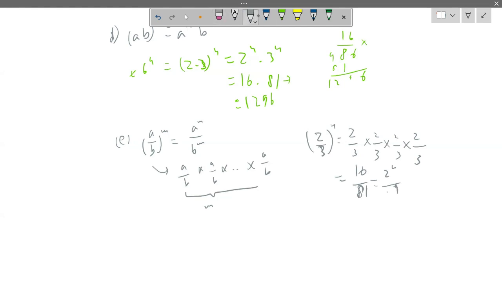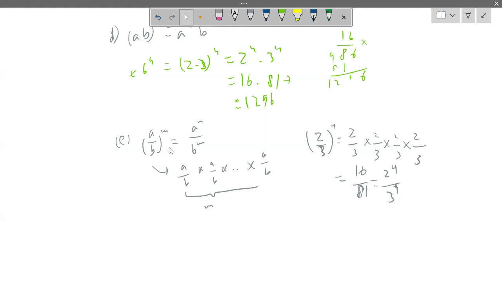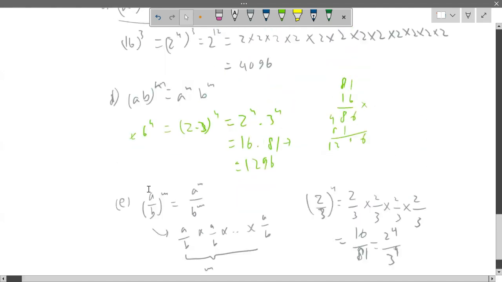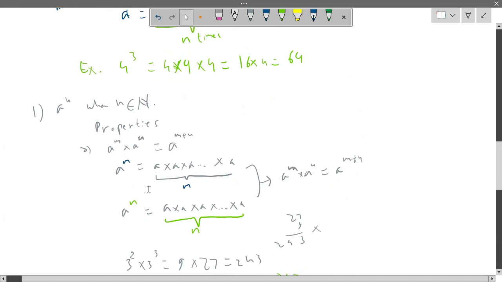So far, exponentials seem very simple because it's just repeated multiplication. But what if you ask what happens when the exponent or the power is not a positive integer? Well, that's exactly what we are going to explore here. So this is level 1. Let's move on to level 2.